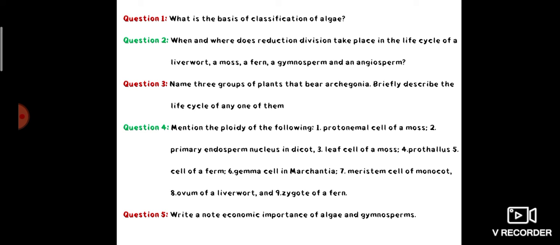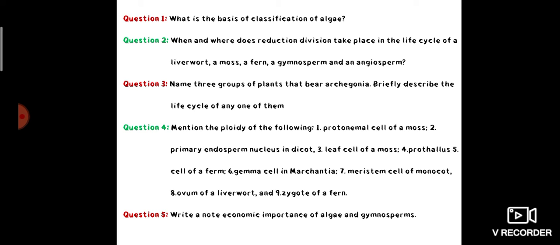We already discussed all three plant groups' life cycles, that is the reproductive cycle. You just mention how the reproduction takes place, then the structure and features of the male gamete, then the structure and features of the female gamete, and how fertilization takes place. These should be the main points you add in the life cycle.